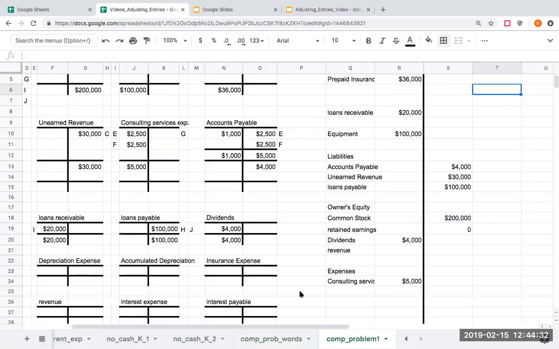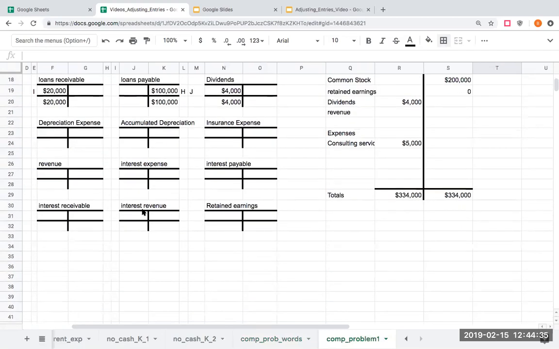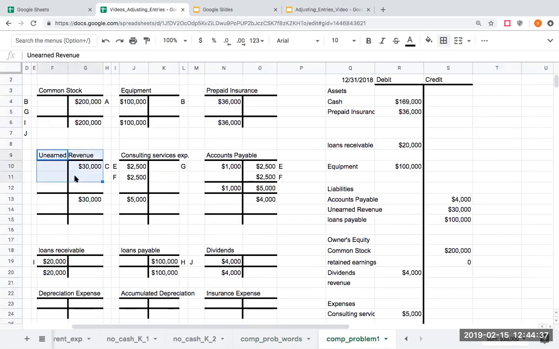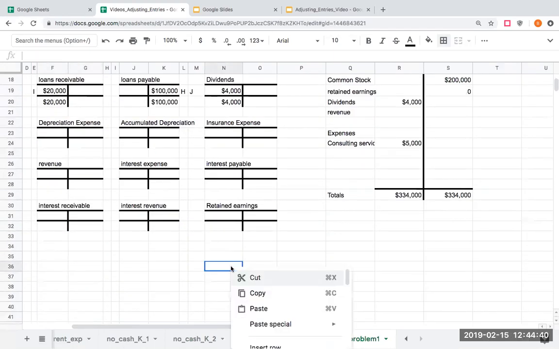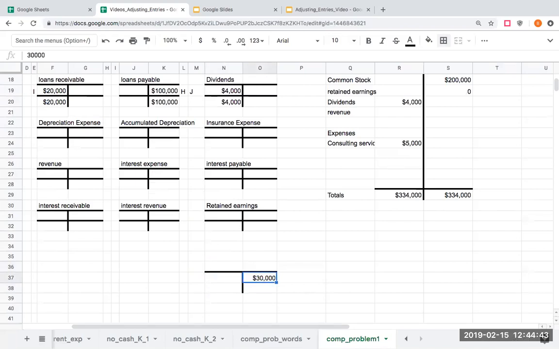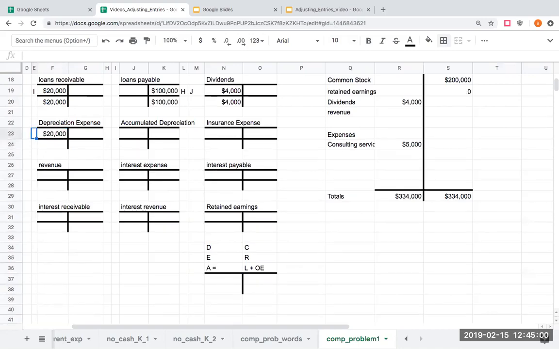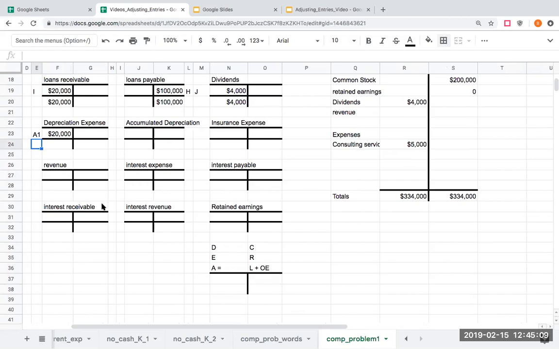So when I go to record depreciation expense, let's just write up here a little T account. My assets equals my liabilities plus my owner's equity, ERDC. So right here, when I record this depreciation expense, I'm going to do so with a debit. We're going to call this A1 because we're adjusting the letter A transaction.